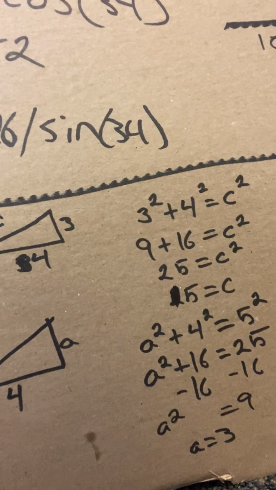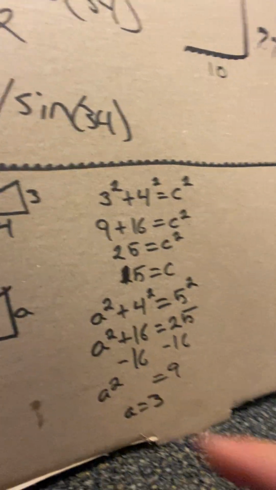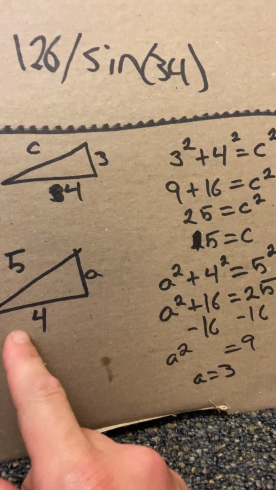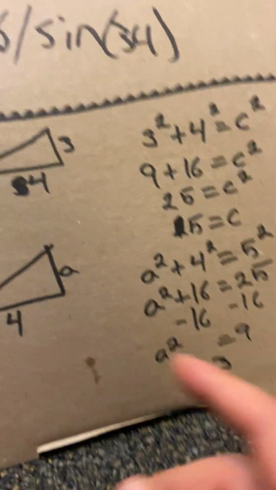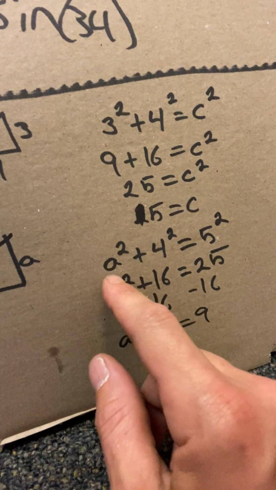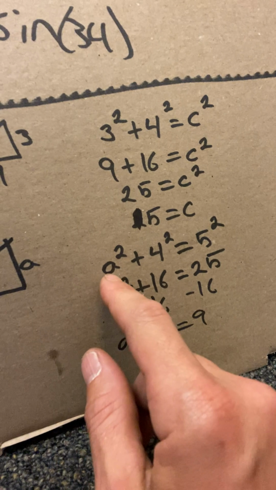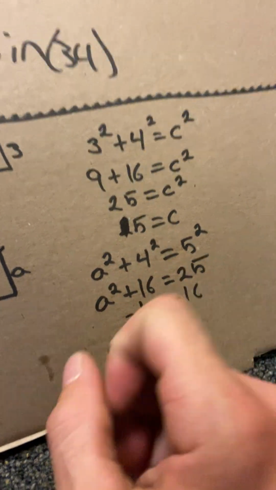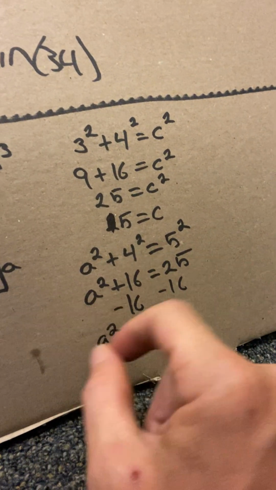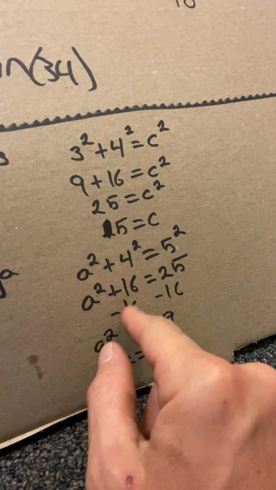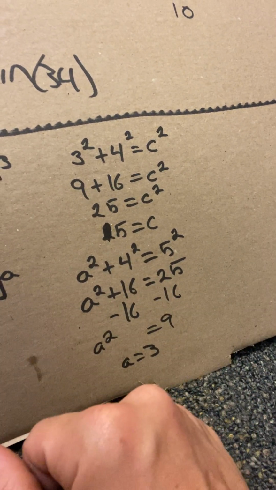So then what happens if we already have 5 and we had 4? How would we do that? We plug that back in. So again, a squared, now that's what we're looking for. A squared plus 4 squared equals 5 squared. Do the math. A squared plus 16 equals 25.